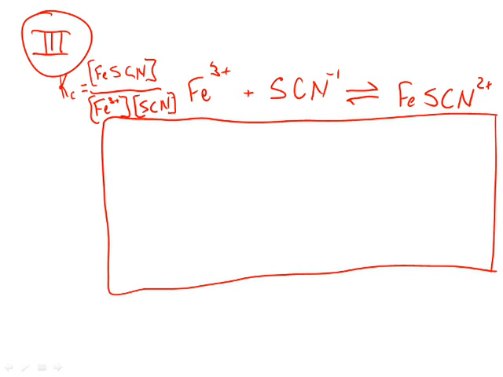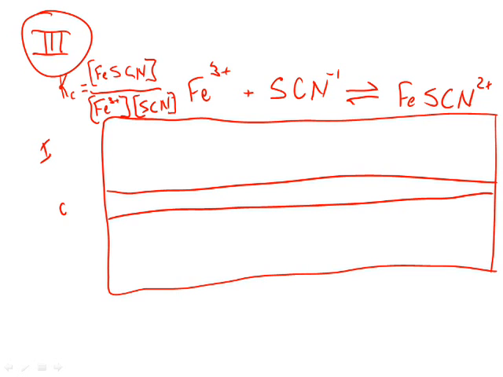So let's just look at test tube 1. How many milliliters? I'm going to put a line here on my ICE box. This is my initial, and then I'm going to do change. I'm not going to need a very big space for change, and then equilibrium. Okay, so for the iron ion, what's the concentration we're using?